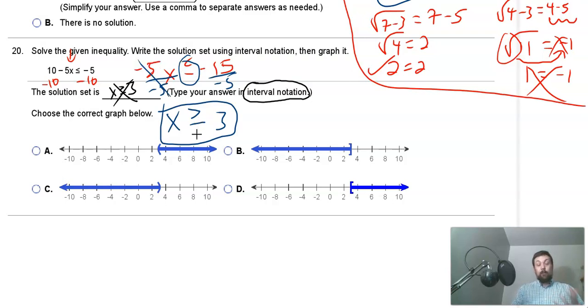Solve the inequality. We just did that. Write the solution set in interval notation and also graph it. I find a lot of students do fine with solving. They might forget to flip the symbol around, but they solve for x, no problem. And they do fine with the graphing part, which is kind of weird here.